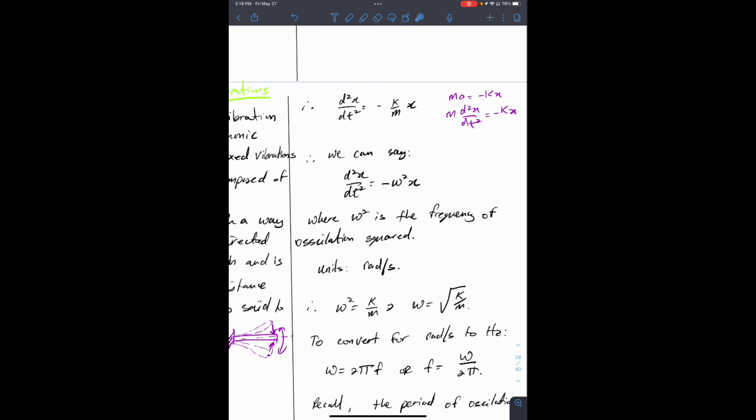Now we end up with this term, and we could summarize this component and call it omega squared. So we could say omega squared is equal to k on m, so omega is the root of k on m. This equation here is the equation for simple harmonic motion. That's the mathematical equation that represents simple harmonic motion.